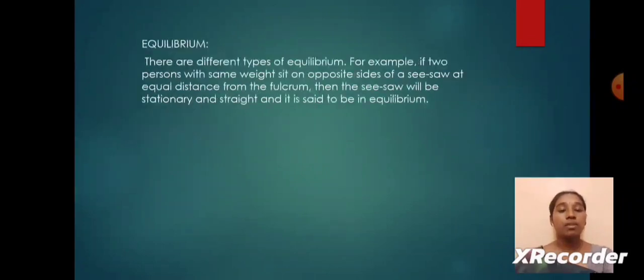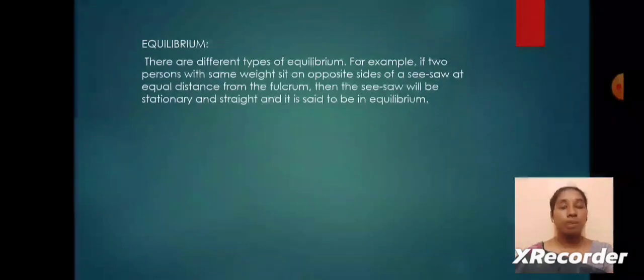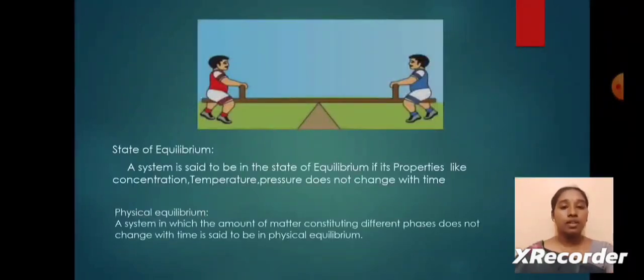Next, we are going to see about equilibrium. There are different types of equilibrium. For example, if two persons of the same weight sit on the opposite sides of a seesaw at an equal distance from the fulcrum, then the seesaw will be stationary and straight, and it is said to be in equilibrium. This is one of the examples of equilibrium. State of equilibrium: a system is said to be in the state of equilibrium if properties like concentration, temperature, and pressure do not change with time.